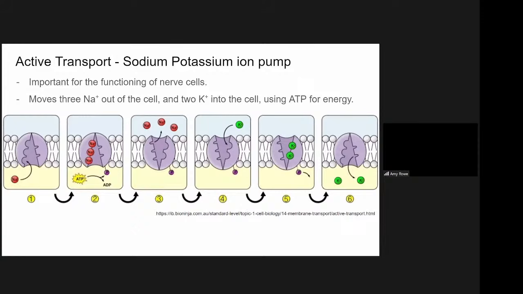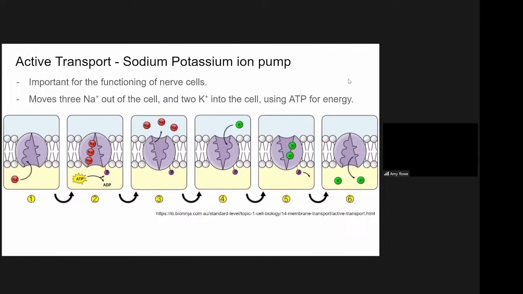So here is a specific example of a protein pump. This is the sodium-potassium ion pump. I've just seen Abby's question. Does it just flip to the other side? Yes, essentially. So it is open on one side, and then when ATP binds and is converted to ADP, the protein just changes shape and opens up at the other end, closes the bottom end, and the particles are able to move outside the cell.